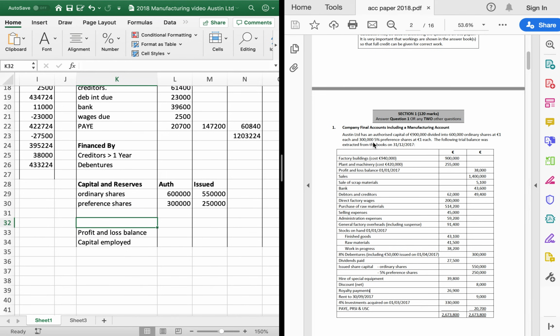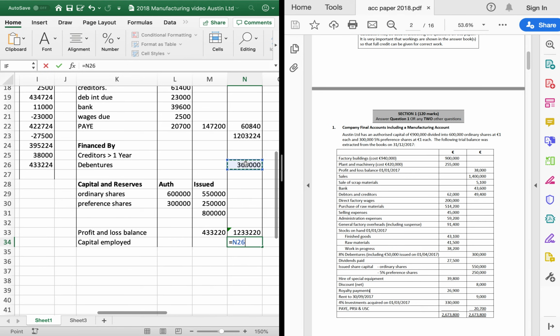Revaluation reserve, there's none in this question. So they add up to 800,000. The profit and loss is 433,224. I managed to leave out the loan, which is 300,000, I think. Or is it? There's an increase where, yeah, 300,000. So we'll add those, the 433 and the 800, add on to the loan, and it'll be a miracle if it balances. Doesn't.